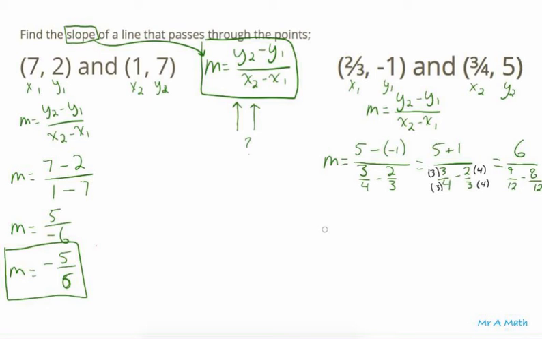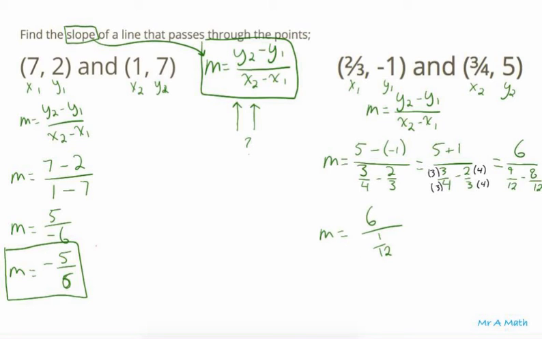Okay, so let's go ahead and simplify this down a little bit. 6 divided by 9/12 minus 8/12. That just leaves me with 1/12 in my denominator. And a lot of times people will stop here, but we can simplify this even further.